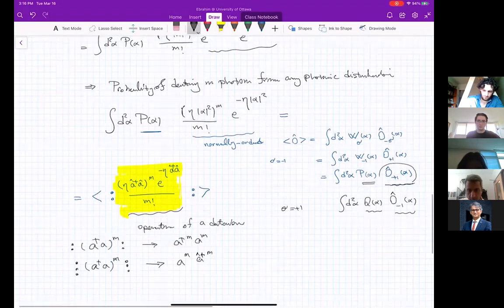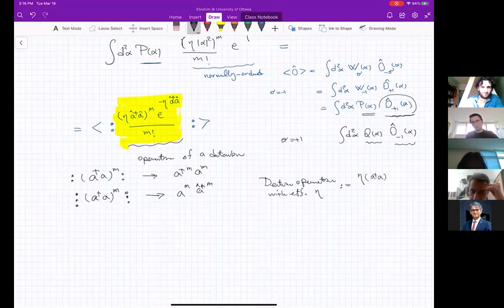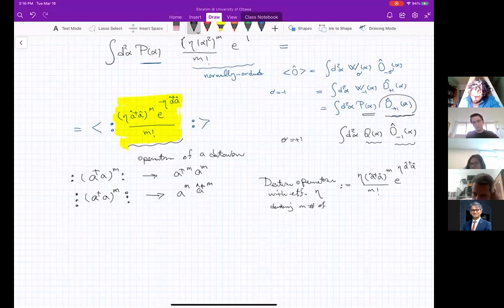All right, so this is the detector operator with efficiency of eta. It's eta a-dagger a to the power of n, divided by n factorial, e to the power of minus eta a-dagger a. Remember, of course, with this efficiency, it detects m photons, m number of photons. Good.